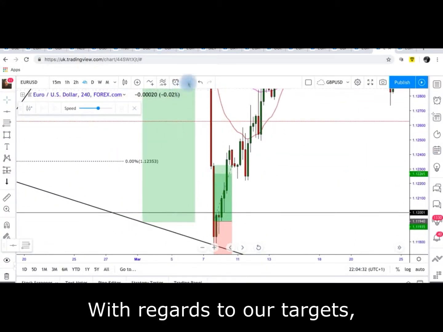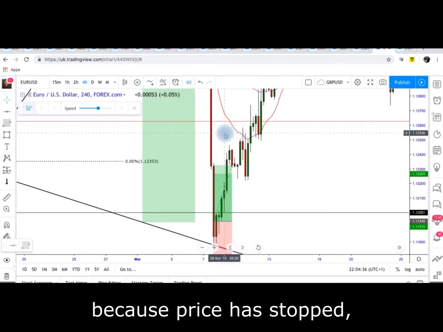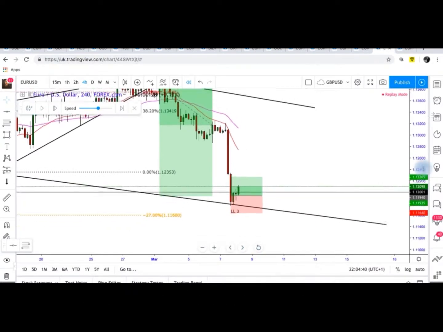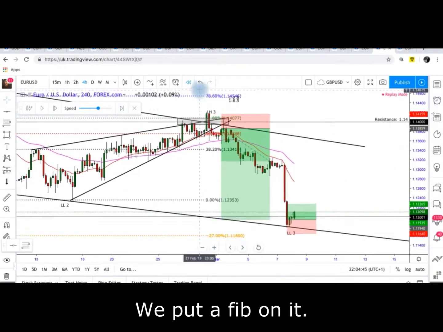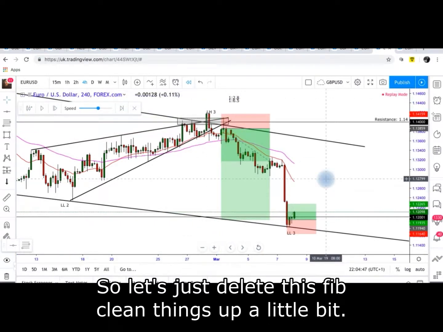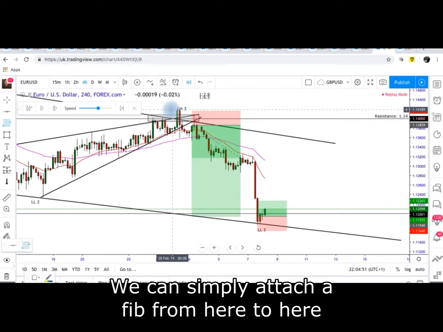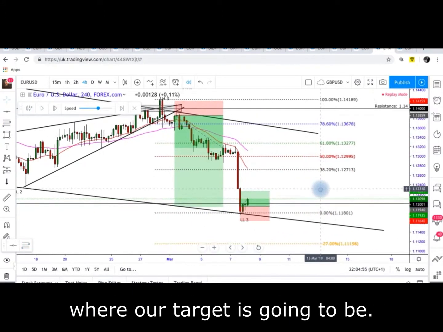With regards to our targets, because price has stopped, what's the first thing that we do when price stops? We put a fib on it. So let's just delete this fib, clean things up a little bit. We can simply attach a fib from here to here, and we can begin to guess where our target is going to be.